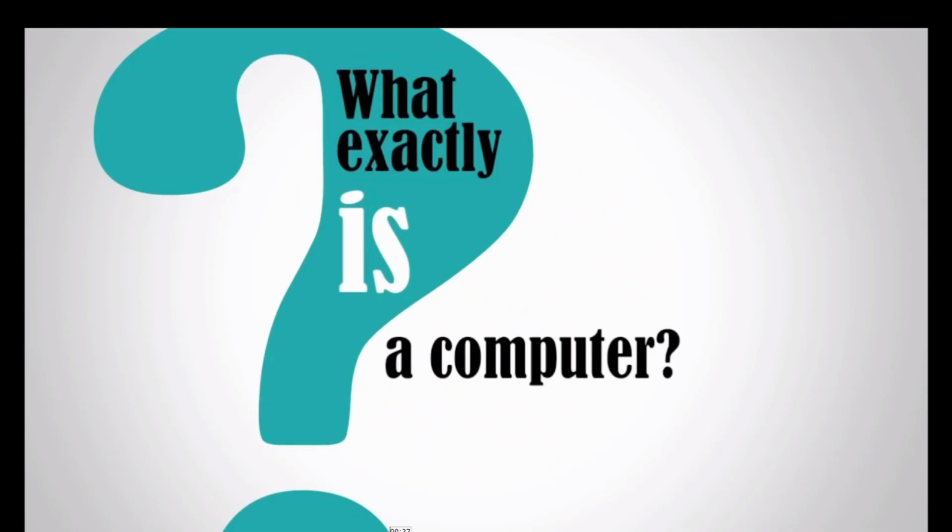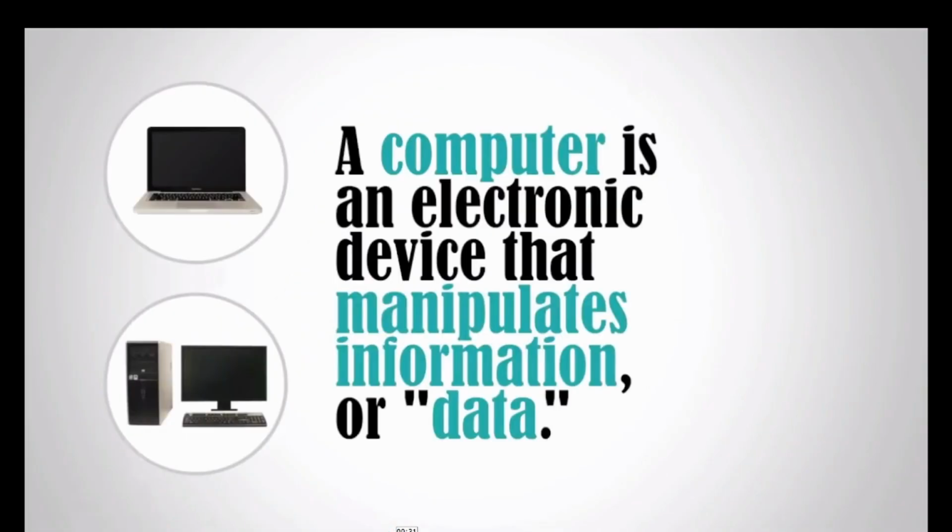Okay. Now, the video said, what exactly is a computer? And he said a computer is an electronic device that manipulates information. It manipulates information or data. So this is a simple definition you can give to computers. Computers take information, and computers are able to process information to produce something. That is why we say they are able to manipulate information.